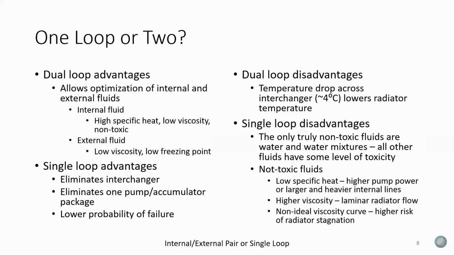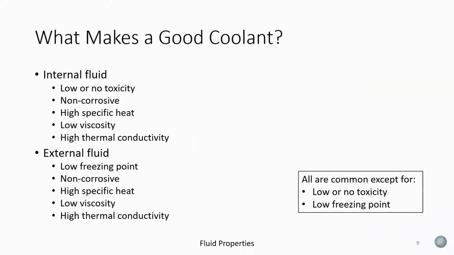Also, these fluids tend to have non-ideal viscosity curves. You'd really love to have a viscosity curve that is very flat, that as the temperature drops, the viscosity doesn't go up much at all. If you've got something that's going up logarithmically as the temperature drops, you run the risk of having radiator stagnation, where you get slowing and stoppage of flow in a single tube or a single area, and then that would freeze if you're in a deep space environment. So we'd like to get the best viscosity curve we can, but it's hard to get in a single loop system.